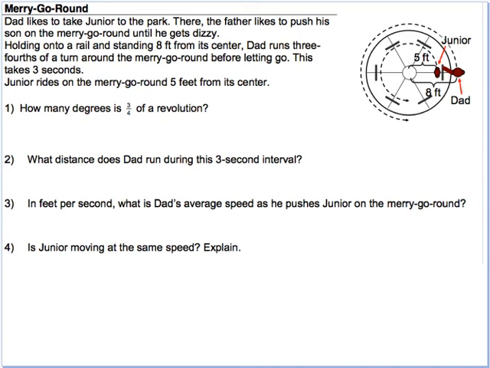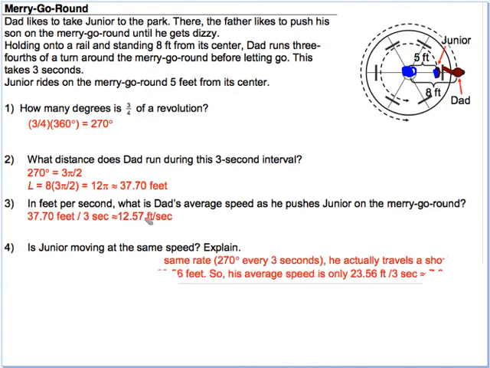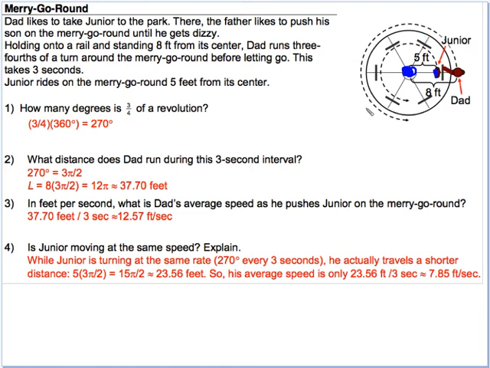Let's look at a problem situation. A dad takes his kid to a park and is pushing him on a merry-go-round, which is rotating around the center point. The kid is 5 feet from the center, so his radius is 5, and the dad's radius is 8. I'm going to show you these answers since my time is limited, and then I will walk you through it. How many degrees is 3/4 of a revolution, so let's say the dad runs 3/4 of the way around?